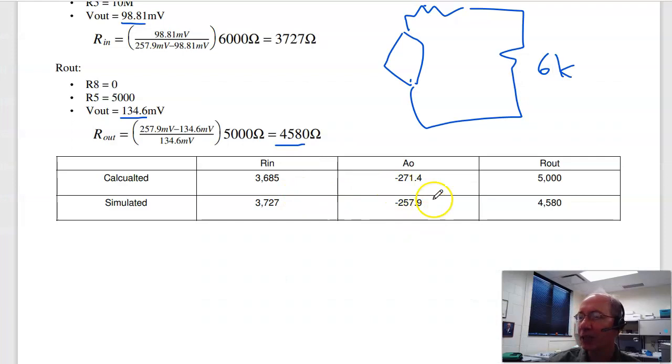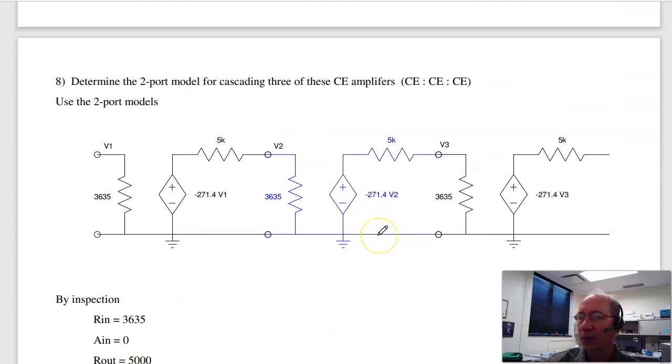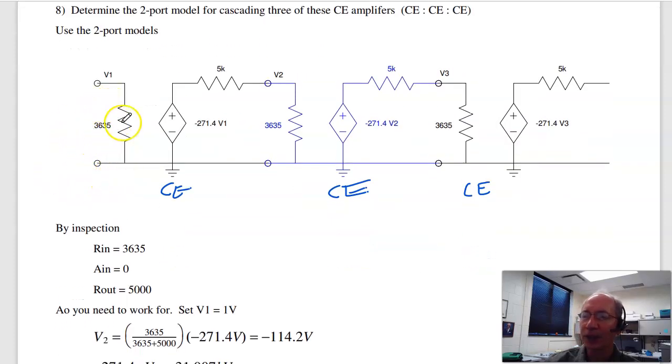Calculated gain versus simulated gain, again, in pretty close agreement. Problem 8 then says look at cascading 3 common emitter amplifiers. So here's one CE, here's the second common emitter, here's the third common emitter. Cascade them, what do you get? Well, the input impedance is pretty simple. It's just 3635 ohms. The output resistance is 5K. I short the input to ground, which makes each stage's source 0, and I just get 5K.